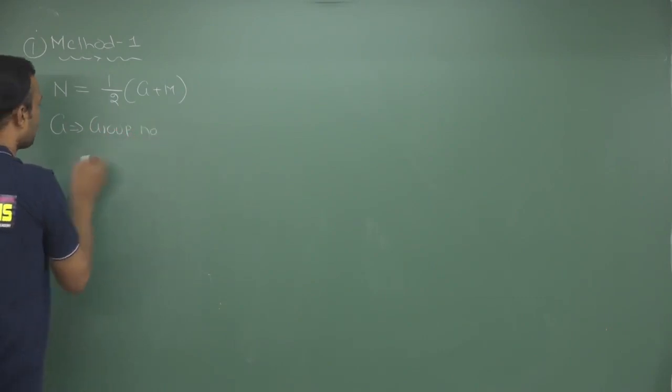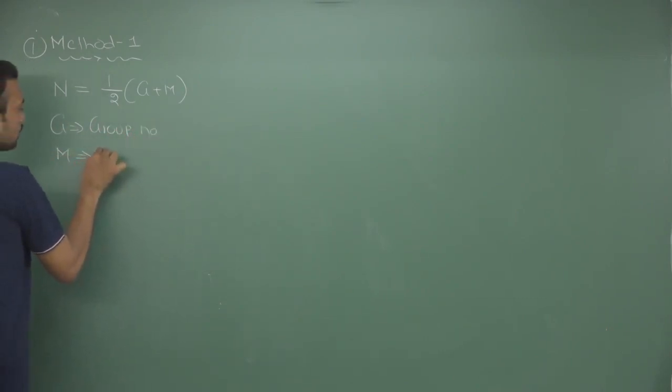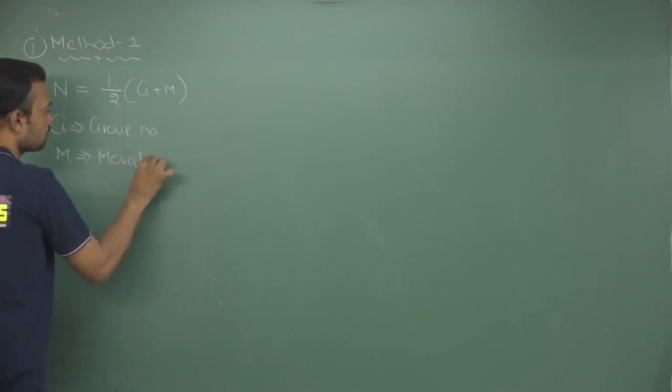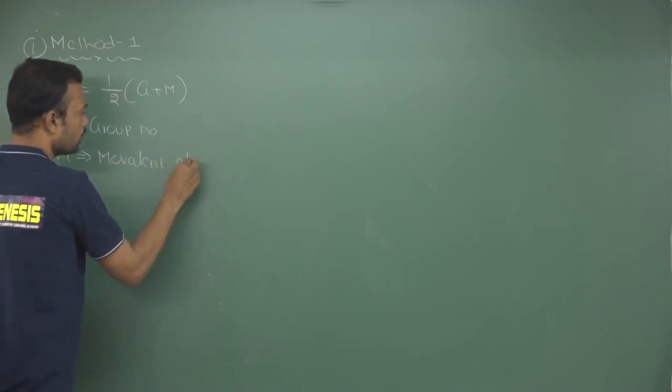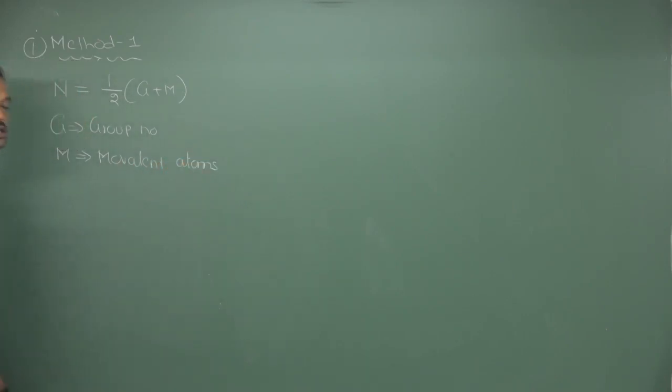This is the group number, and M is nothing but the number of monovalent atoms. How many monovalent atoms are present? This is for a neutral molecule, N is nothing but neutral.